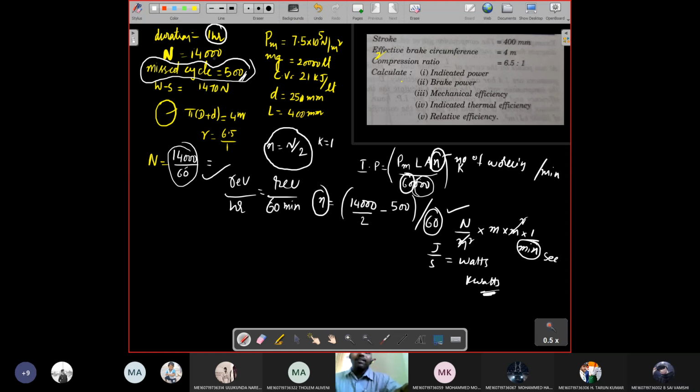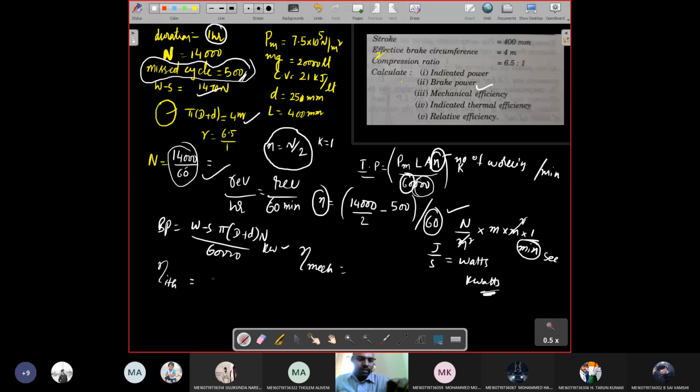Are you okay? Again, I will repeat. Yes, sir. Continue. Right. Now indicated power can be calculated. For brake power, he has given all the data. You can see W minus S is given, pi into capital D plus small d is given, and capital N value is there. So W minus S into pi into capital D plus small d into N by 60,000 kilowatt, you will get the brake power. Once you know brake power, you already calculated indicated power, you will get mechanical efficiency. Then next will be indicated thermal efficiency. How to get indicated thermal efficiency? IP by mass of fuel.